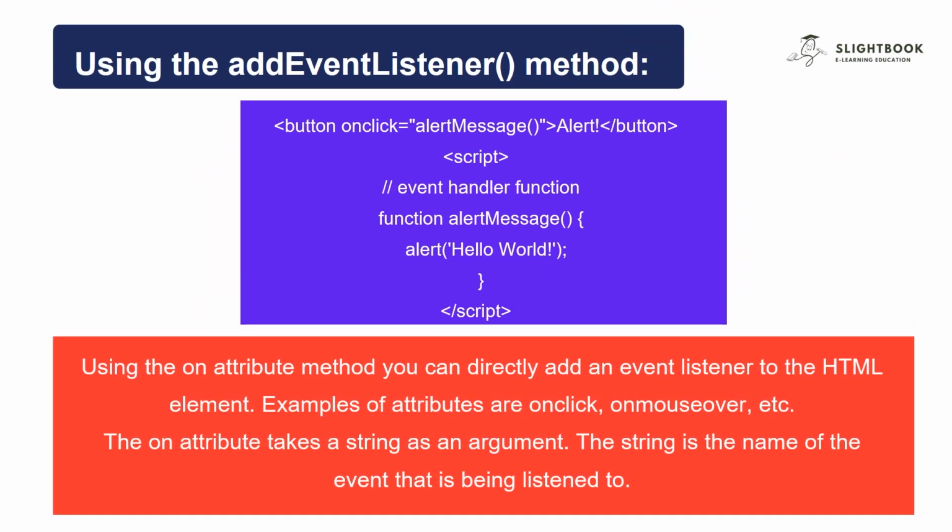Using the on attribute method, you can directly add an event listener to the HTML element. Examples of attributes are onclick, onmouseover, etc. The on attribute takes a string as an argument. The string is the name of the event that is being listened to.